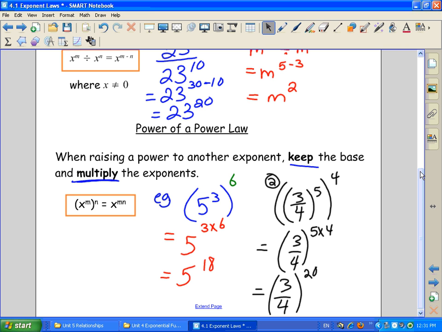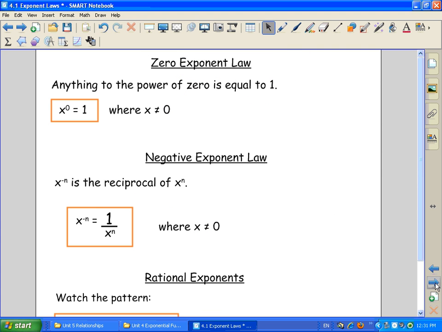All right, let's look at some other laws on the second page here. Let me flip. Next is the zero exponent law. Anything raised to the exponent 0 is 1. Okay, I'll explain the law. So here's my explanation.